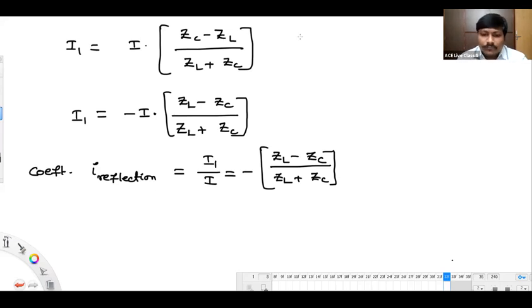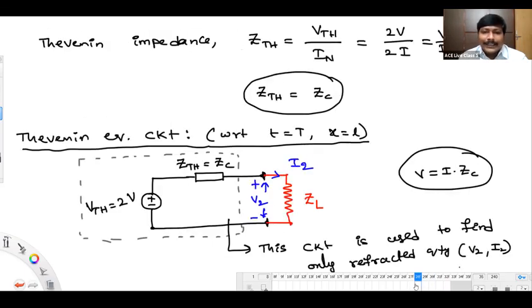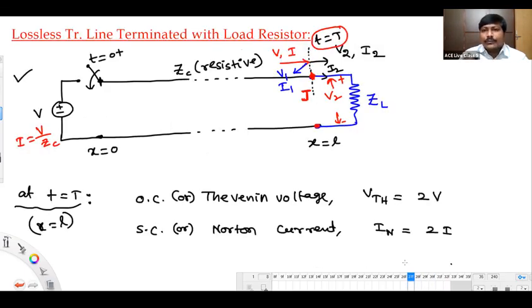So these coefficients are very important for examination. Just listen to me once, I'll tell you the significance of these coefficients. Let's talk about only voltage at some point, capital T. The same thing can be extended for the current also.